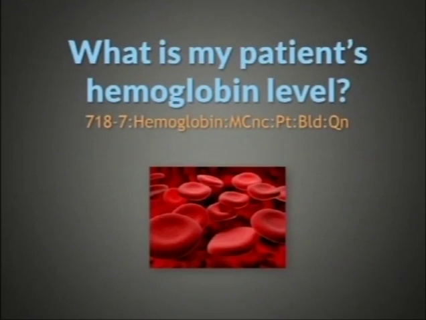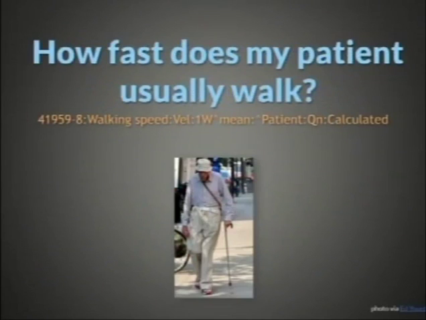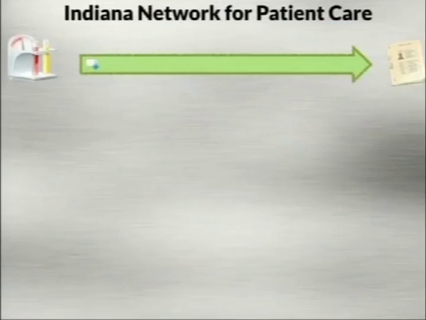Outside of the clinical laboratory context, there are other kinds of clinical measurements and questions. From an individual clinician's perspective, you might ask, how fast does my patient usually walk? Because that's a nice predictor of future hospitalization and other things. LOINC creates a code for that kind of measurement or question as well. In this case, I've shown an example of a code for a 1-week average walking speed as an instance of a measurement that could be used in that context. So LOINC is focused on codes for questions.